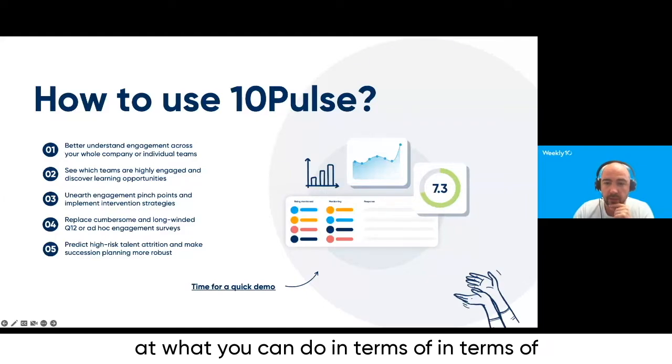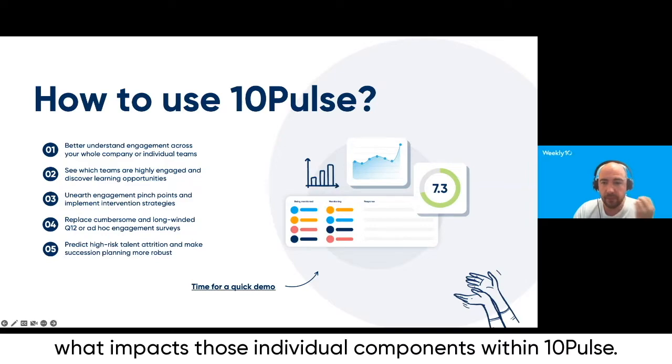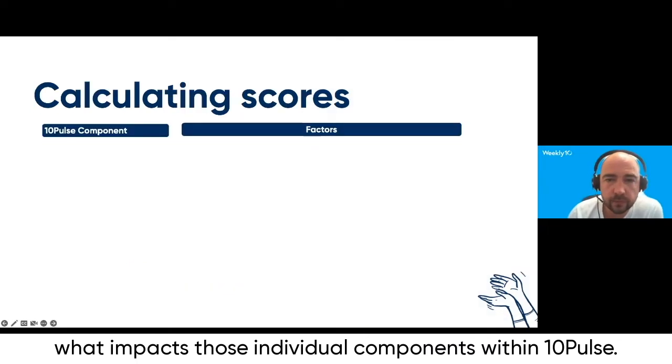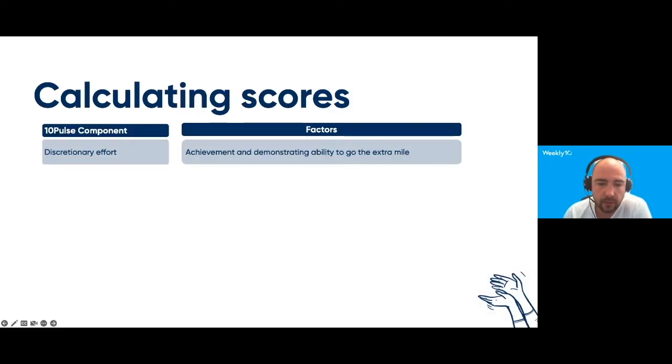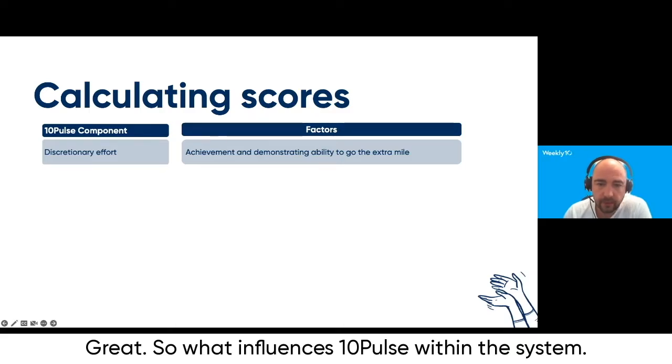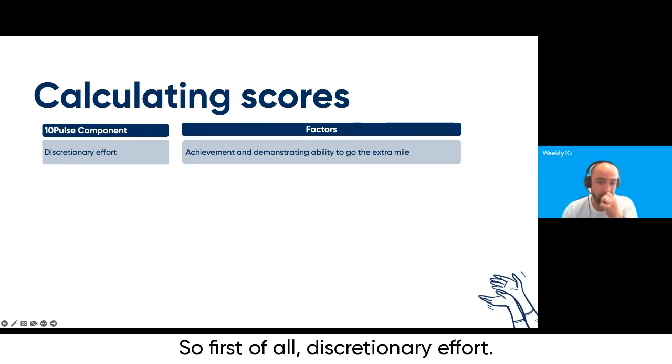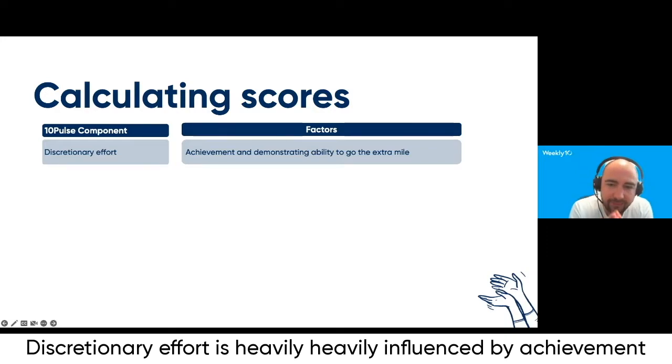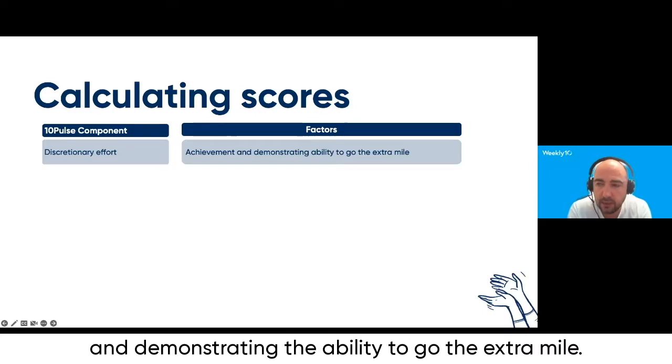What we'll now do is jump back and have a quick look at what you can do in terms of what impacts those individual components within 10Pulse. Great. So what influences 10Pulse within the system? First of all, discretionary effort. Discretionary effort is heavily influenced by achievement and demonstrating the ability to go the extra mile.